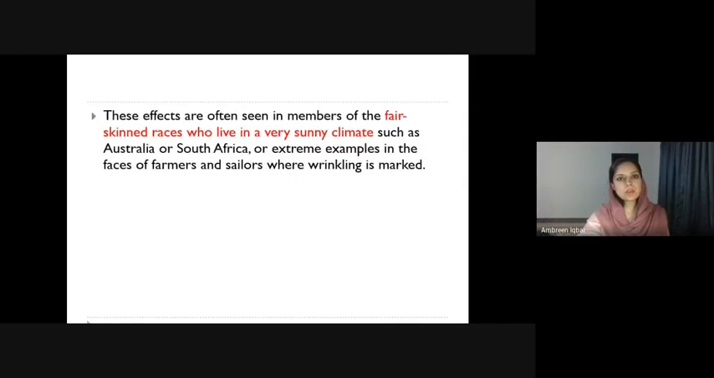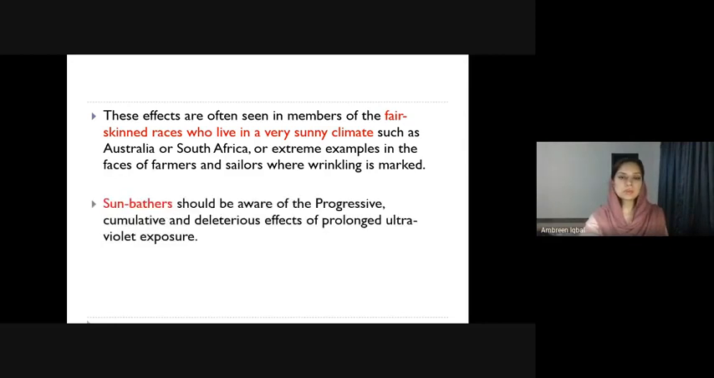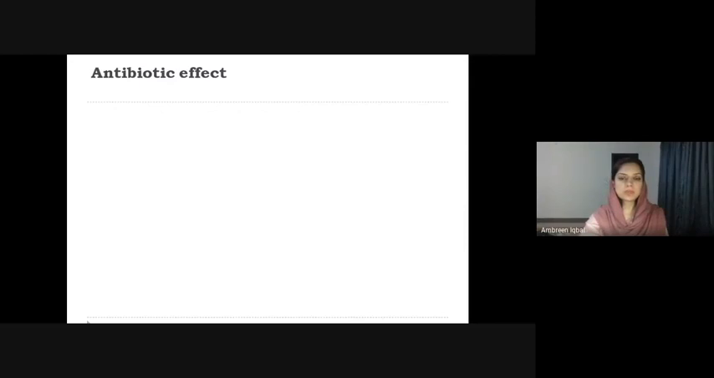So these effects are often seen in people of the fair skin races who live in very sunny climates such as in Australia or South Africa, or in extreme examples in the faces of farmers and sailors, where the wrinkles are marked. Sunbathers should also be aware of the progressive cumulative effects of prolonged ultraviolet exposure.